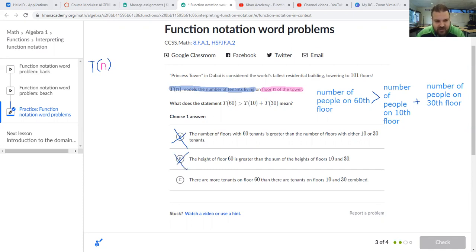The height of floor 60 is greater than the sum. It sounds nice, but we're not talking about height at all. We're talking about the floor number and how many people live there. Right here, it's going to be C then. There are more tenants on floor 60, so floor 60 here is going to have a bigger number than there are on floors 10 and 30 combined on this side of the inequality. I almost got duped.